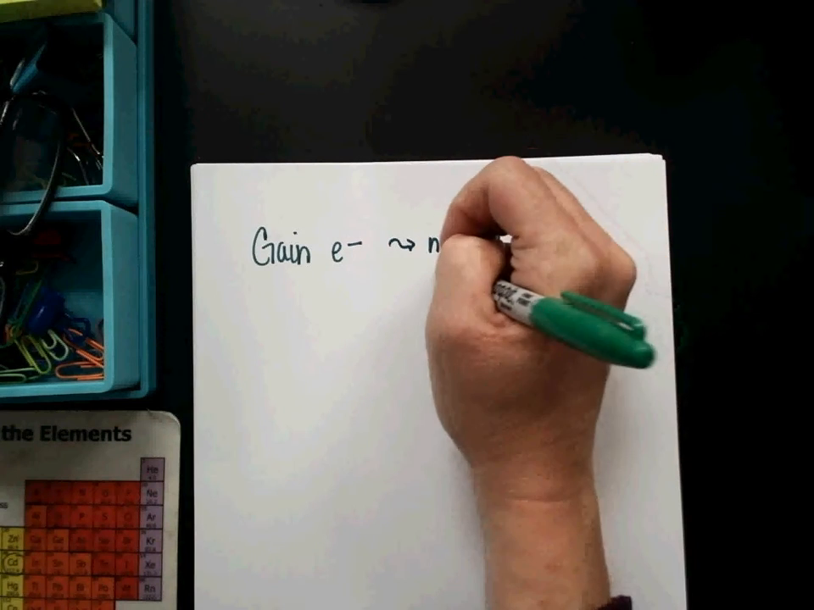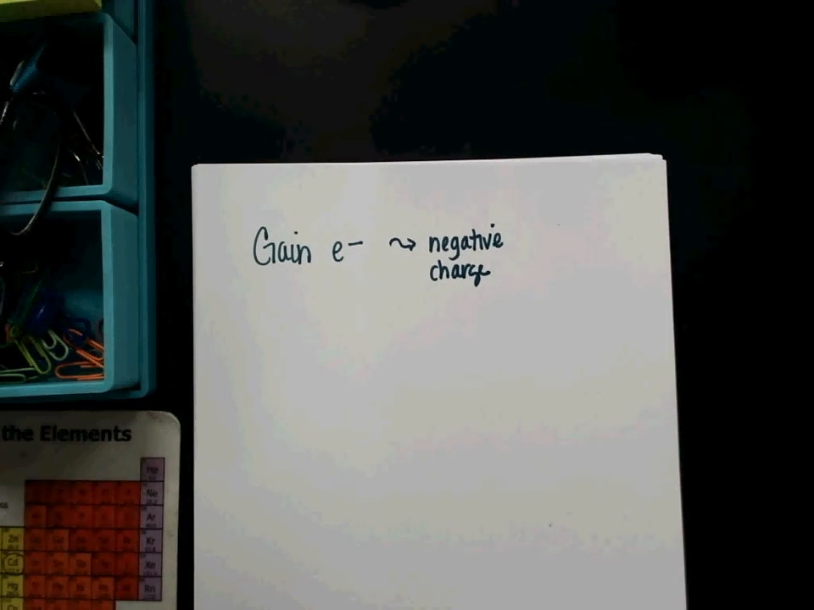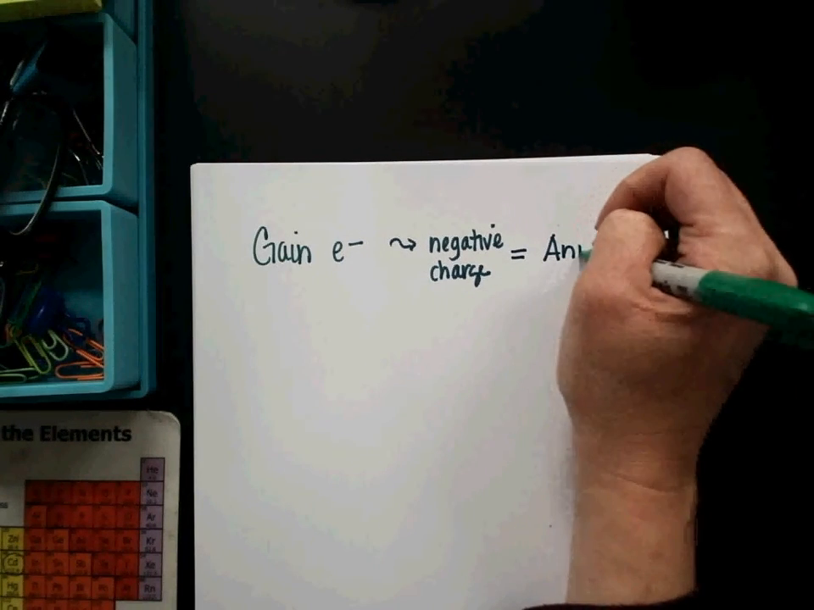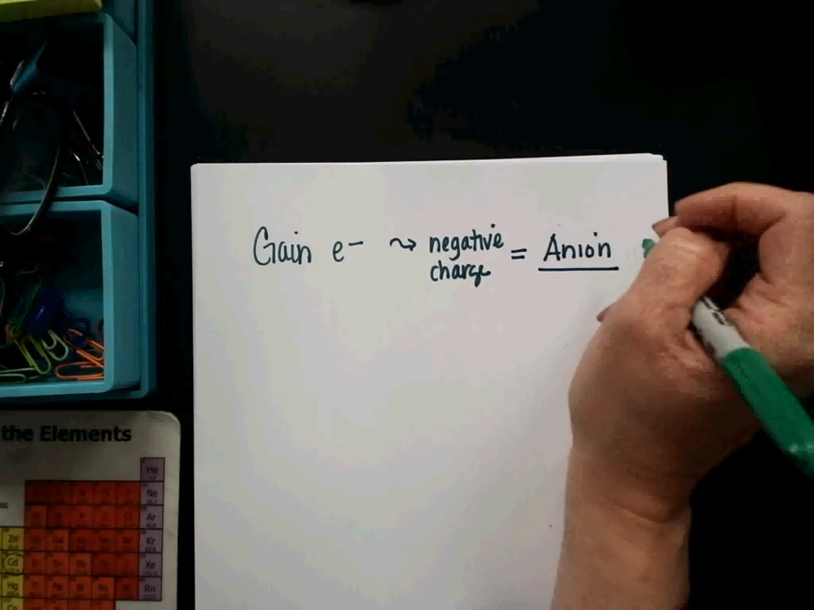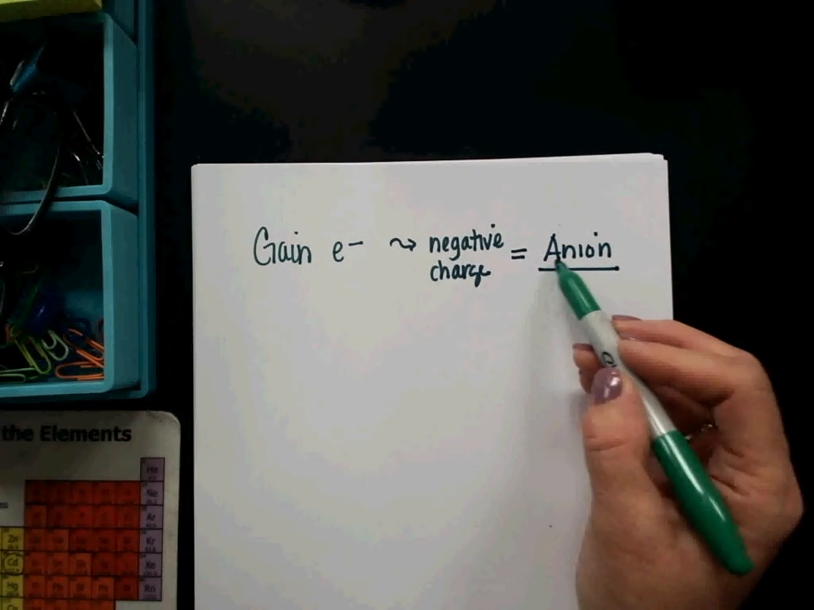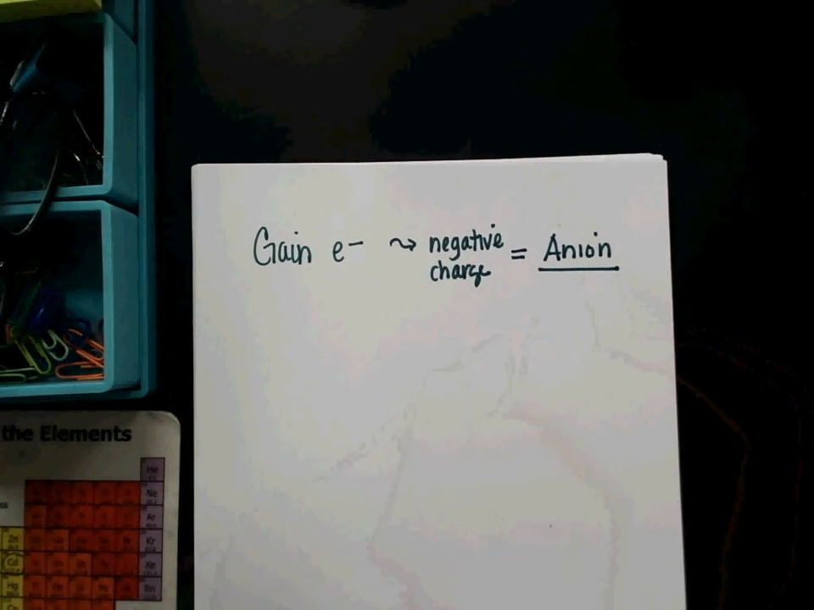So if I gain electrons, I have a negative charge. And it's kind of weird when you think about it, because you're gaining something, you're adding something, but what you're adding is negative. So it makes you have a negative charge. We don't usually think of adding as a negative thing. And I'm called an anion. Remember that. A negative ion. Anion. A negative ion.